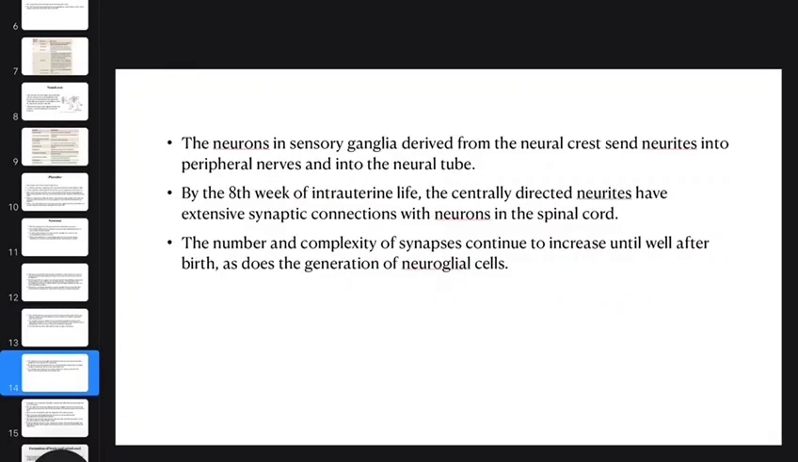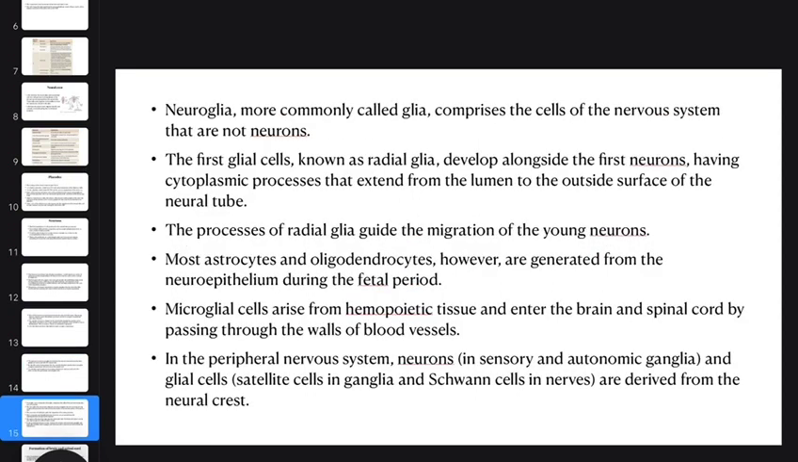The neurons in the sensory ganglia are derived from the neural crest and send neurites into the peripheral nerves and into the neural tube. By the 8th week of intrauterine life, the centrally directed neurites have extensive synaptic connections with the neurons in the spinal cord. The number and complexity of the synapses continue to increase until well after birth, as does the generation of the neuroglial cells.